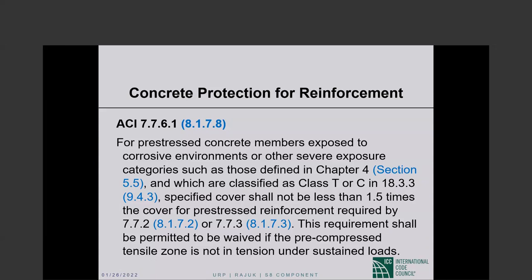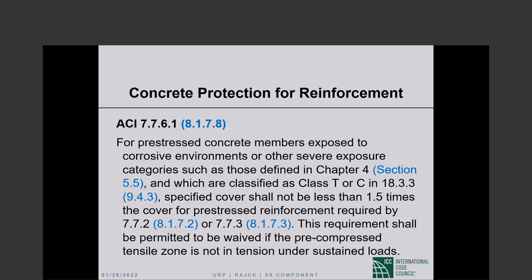So the cracked members and transition members have the cover requirements of reinforcement.